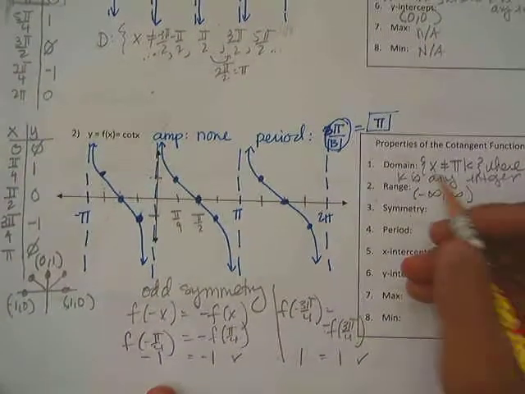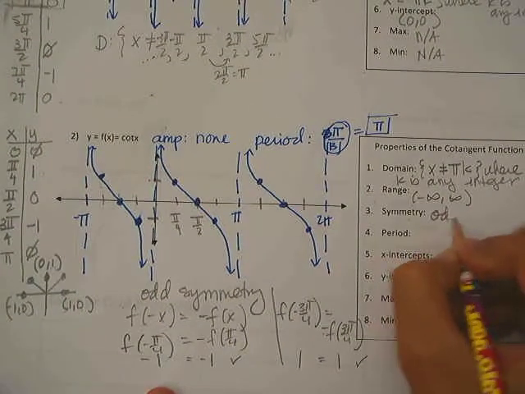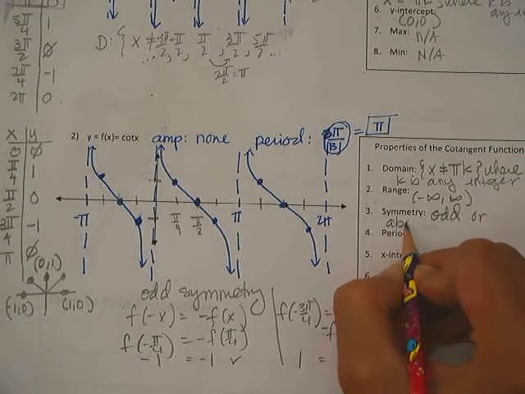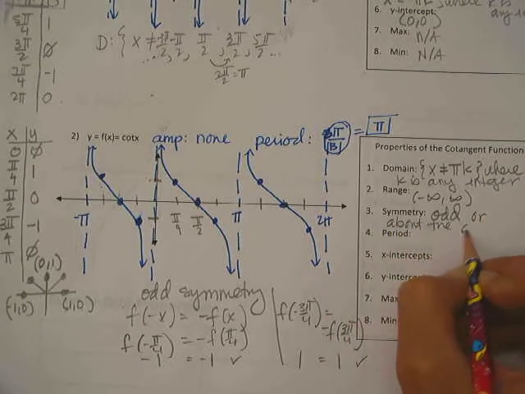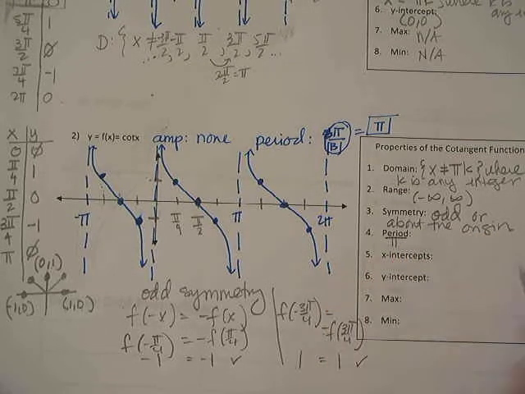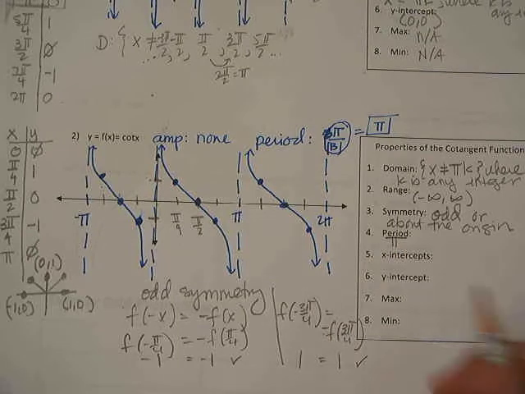Okay, so symmetry: odd, or about the origin. Period, we talk about the period. The period for cotangent is pi.